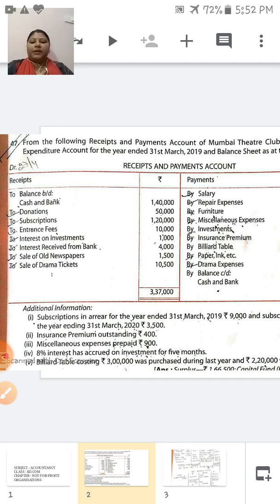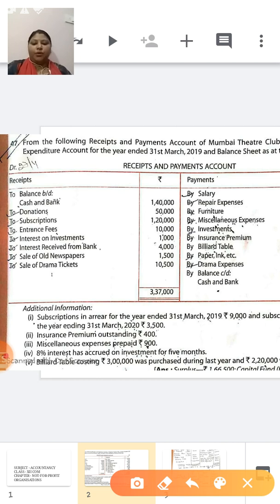Next is 8% interest has accrued on investment for 5 months. Here accrued means outstanding. The other term for outstanding is accrued. Investment is given on the payment side. So on this investment you have to charge interest at 8% for 5 months. This outstanding you have to add to the interest on investment.